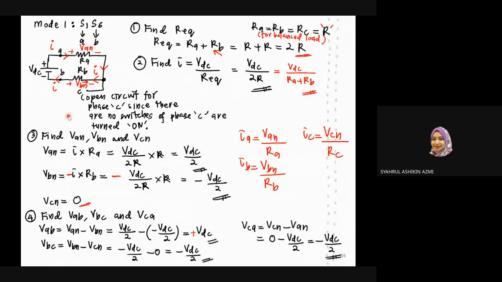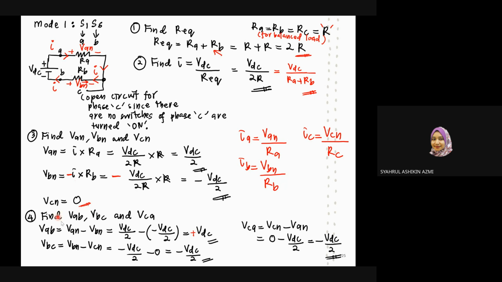For VBN, look here: there is a reverse polarity between the voltage and current. The current is flowing this way, meanwhile the voltage is across the opposite direction, so you have to add a negative sign. VBN equals negative I multiplied by RB. Substituting I from step 2, you get negative VDC over 2. VCN equals 0 since no switch is turned on for phase C in mode 1.